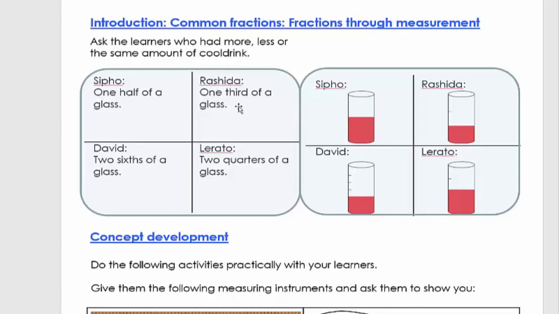Then we're going to look at Rashida. Rashida had 1/3 of a glass. Then we see David got 2/6 of a glass. And then Lerato had 2/4. So we ask who had more, less, or the same. I quickly want you to pause at this activity, and then you're going to answer that. Who had more, less, or the same?